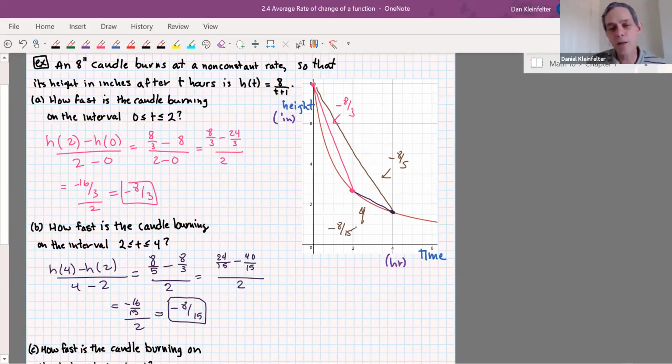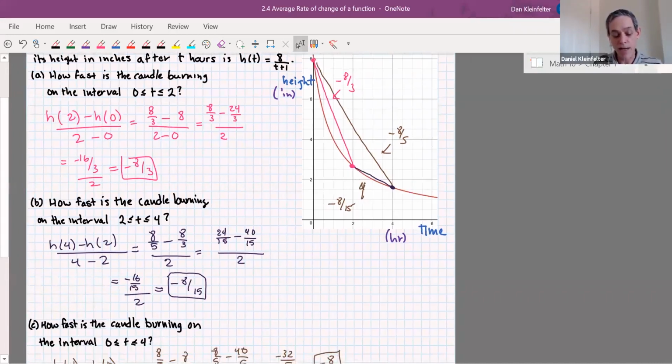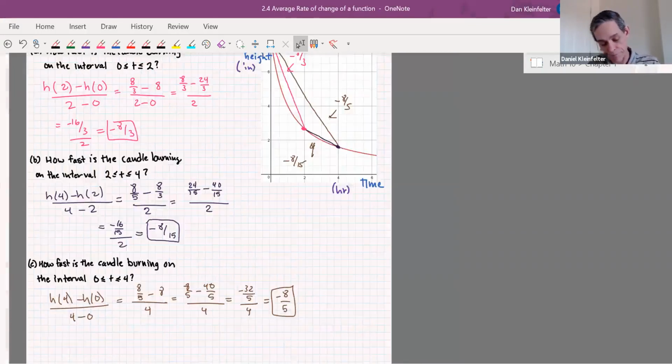All right, so the candle burned most quickly in the first 2 hours and less quickly in the second 2 hours. The average over the first 4 hours was in between the first 2-hour average and the second 2-hour average. The purpose of this example is really to just get used to working with that formula for average rate of change, and to recognize that for a function that's not linear, you're going to get different values. For a straight line, of course, you get a constant value for slope, regardless of where you are calculating.